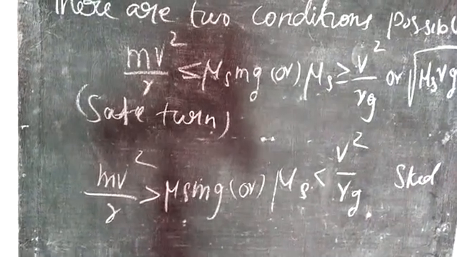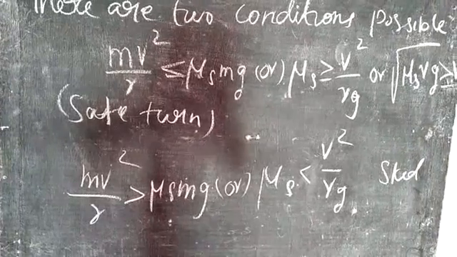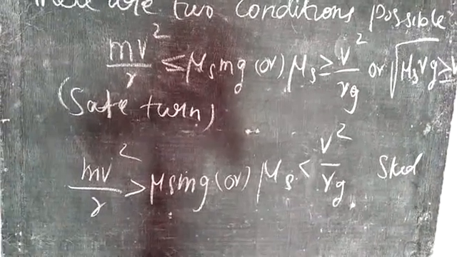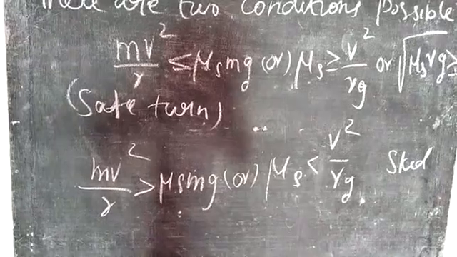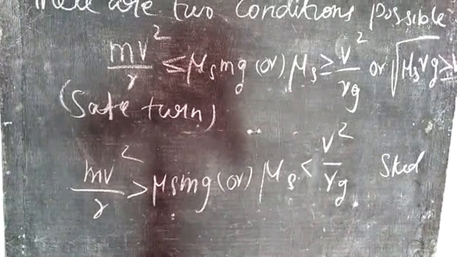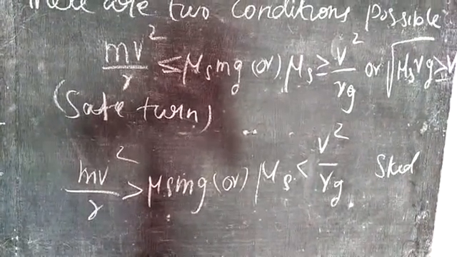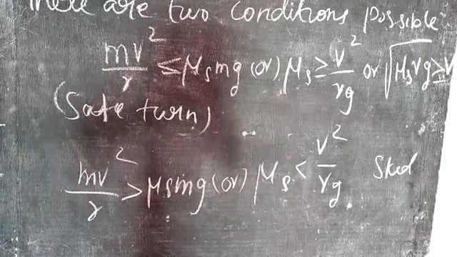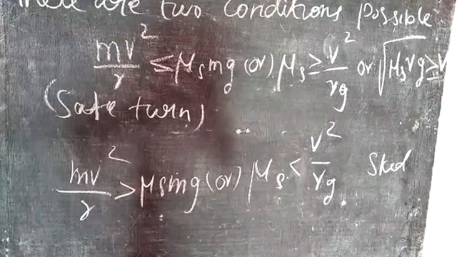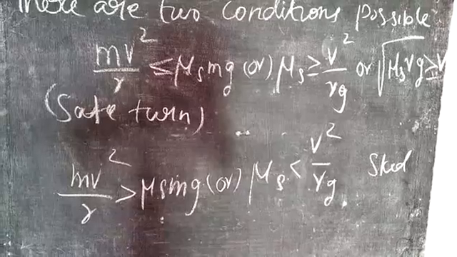Condition 2: the static friction cannot provide the necessary centripetal force. The car will skid. So mv square by r is greater than mu s mg, or mu s is less than v square by rg. This is the condition for skid.